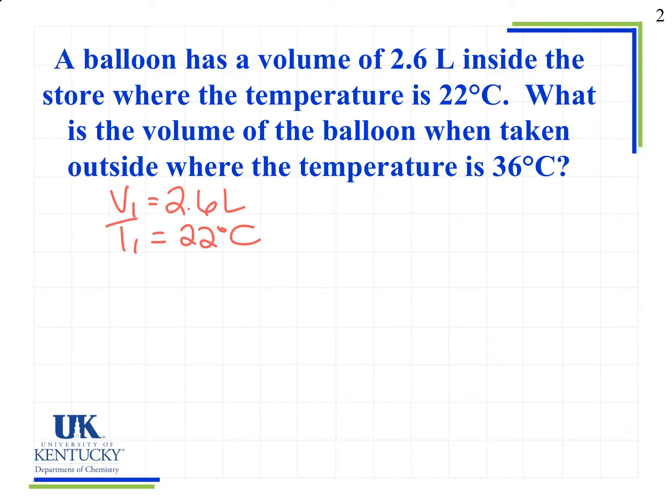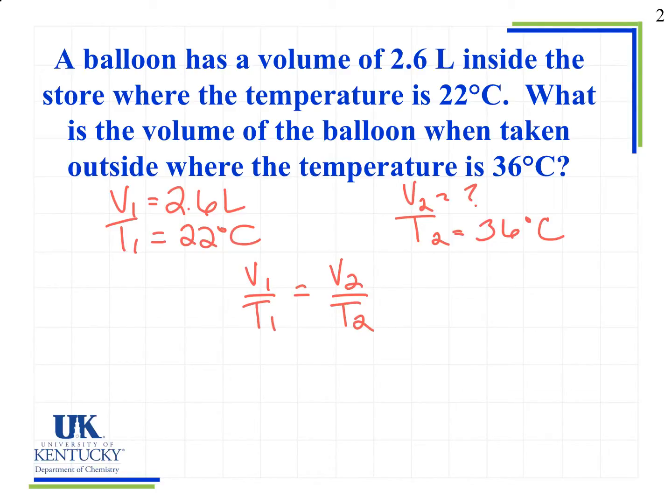It says, what is the volume of the balloon when taken outside the store where the temperature is 36 degrees Celsius? So it's asking for V2, and it's giving us a T2 of 36 degrees Celsius. So I see that my variables that are changing are volume and temperature. There's no mention of a pressure change, there's no mention of change in amount of gas, so I can assume that those are constant. And so this actually becomes a Charles law problem where I have V1 over T1 equals V2 over T2. And I picked that one because the variables that change and the variables given in the problem match the variables in the equation.